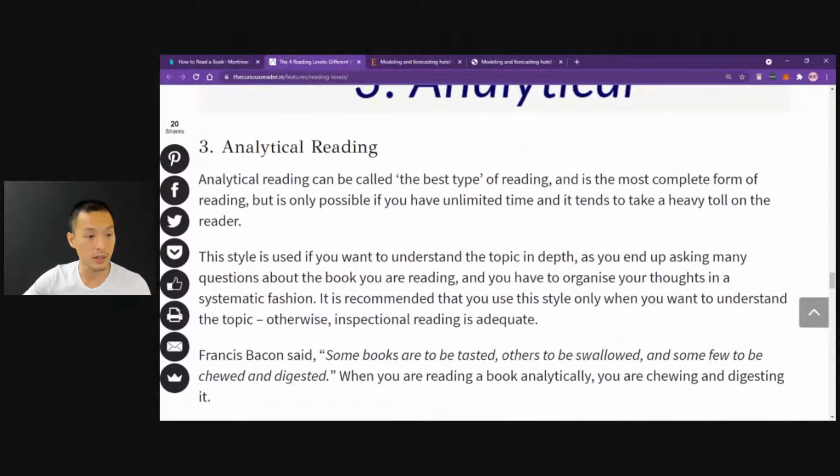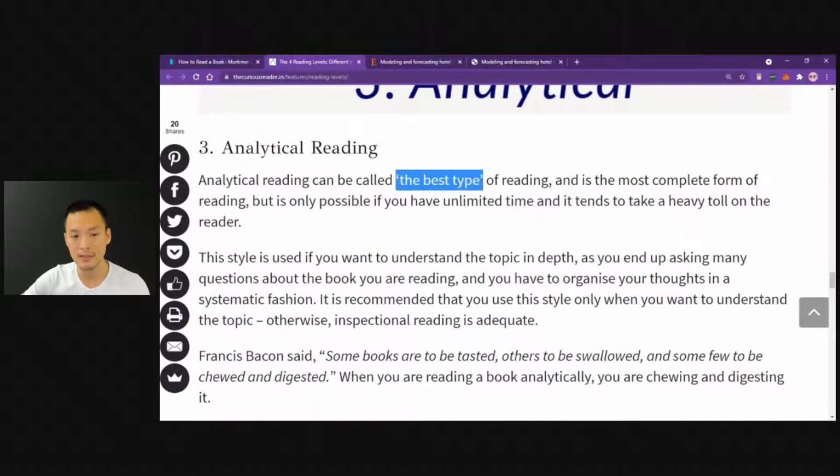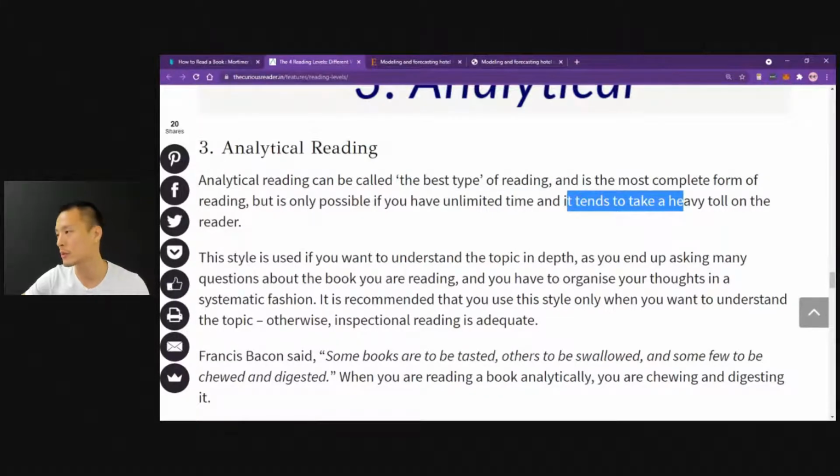You will spend a lot of time talking to this same person, this same paper, over and over and over again, right? And that's an analytical level of reading. In analytical level of reading, the first thing you're gonna do. So this is, like I said, the best type of reading, the most complete form of reading, but it's only possible if you have unlimited time, and it tends to take a heavy toll on the reader.